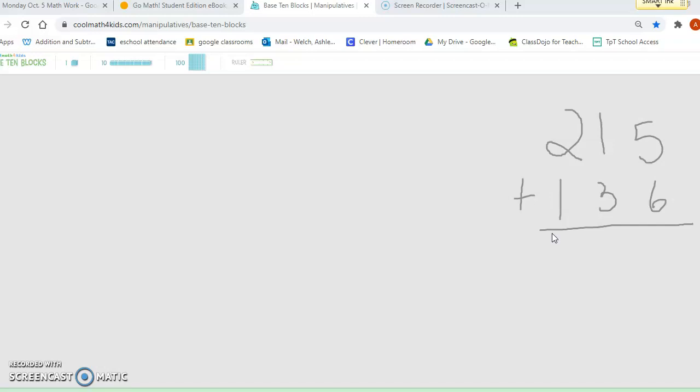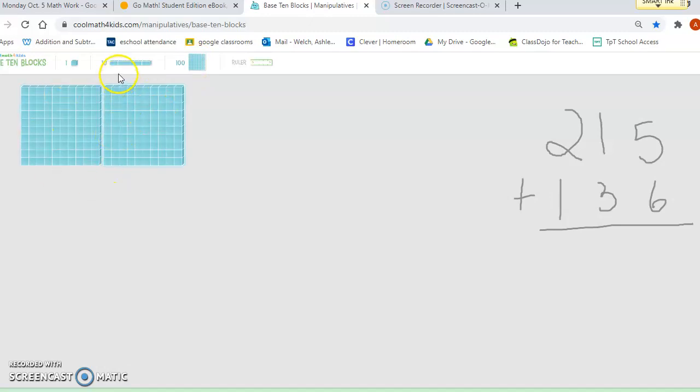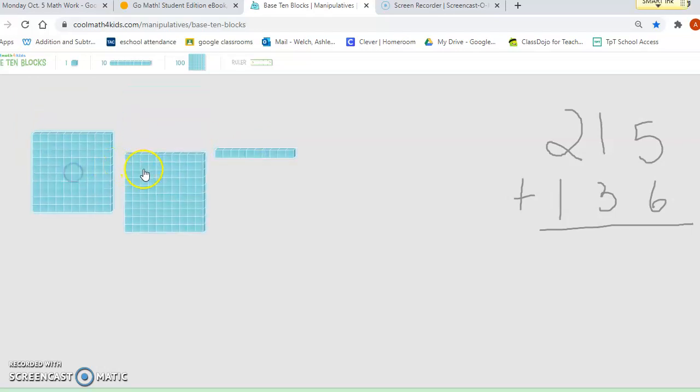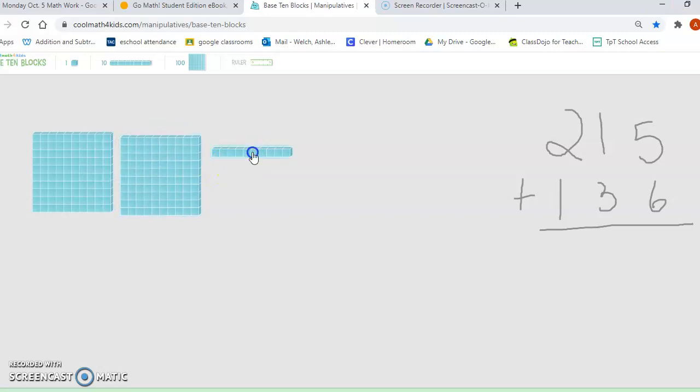So the first thing that we need to do today is we would be using our hundreds, tens, and ones blocks to model just like we did with two-digit numbers. So I'm going to get out 100, 200. So there's my 200. I'm going to move these down just a little bit so we can see. Good. So I got my 200. I have my 10. And now I need 5 ones.